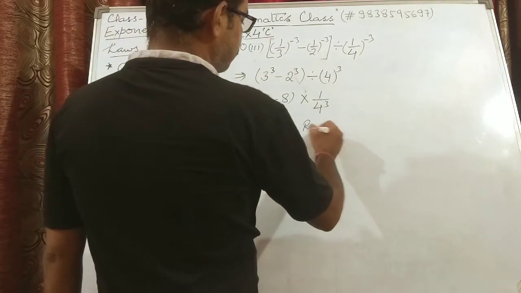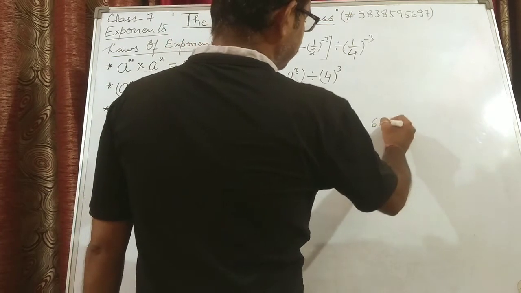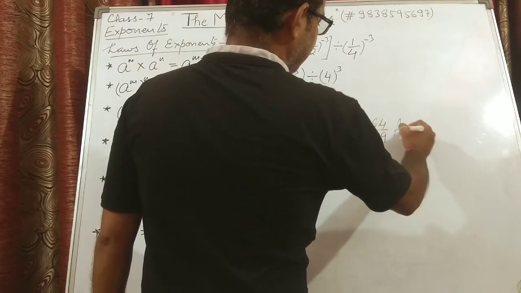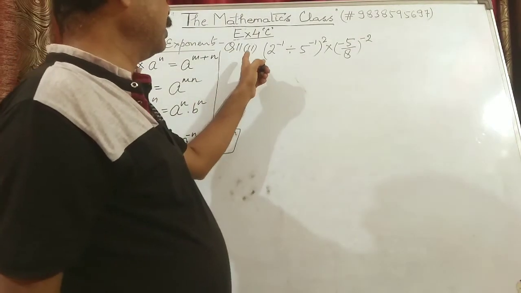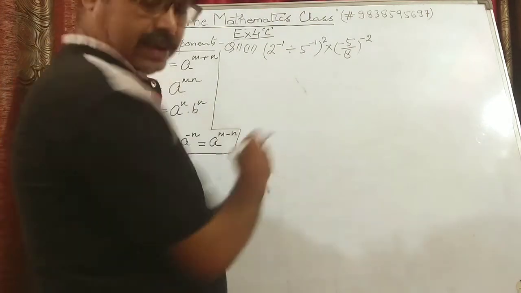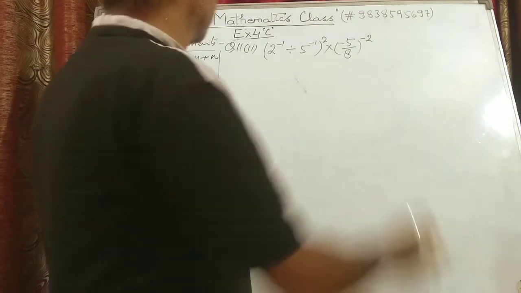So the reciprocal will be 64 upon 19. That is the value. Now I have taken question number 11, second part. Again in this question it is given simplify. Simplify means find the value.